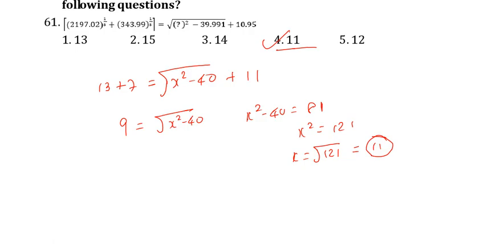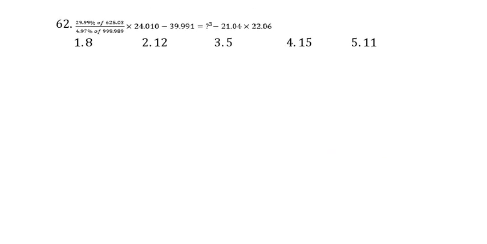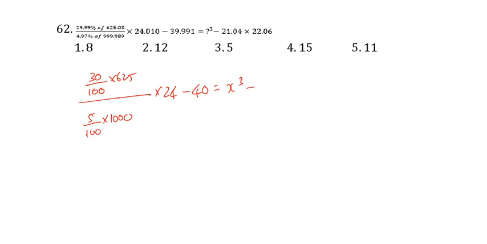See the next question. 29.99%, that means 30%. 30% of 625 by 5% of 1000 into 24 minus 40, x cube minus 21 into 22, that is 462.